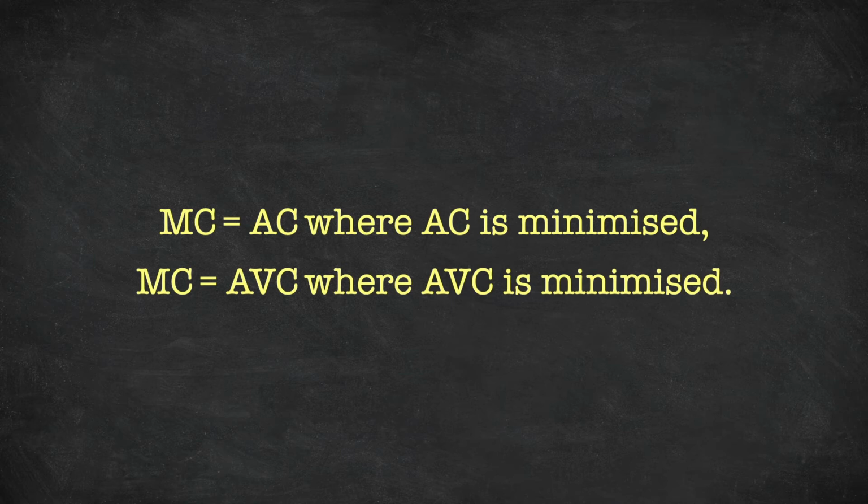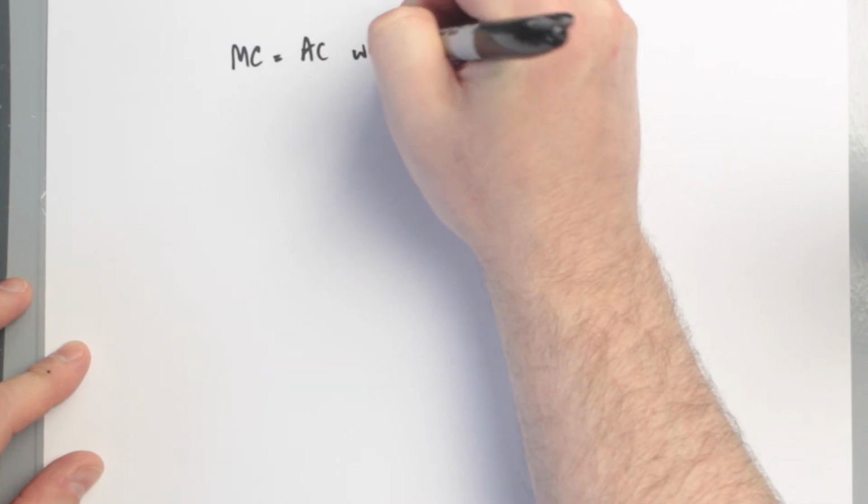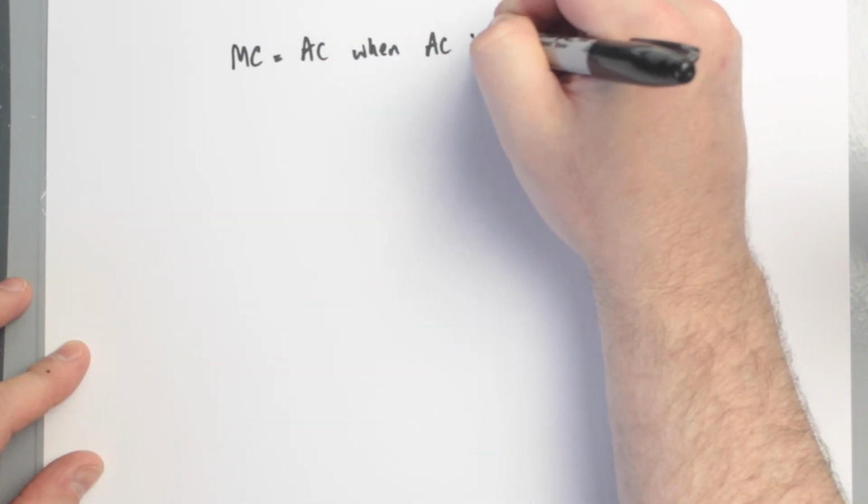So while we were drawing the diagram in the previous example, these diagrams of cost functions, we came across the property that marginal cost is equal to average cost where average cost is minimized. And a similar condition holds for average variable cost. Marginal cost and average variable cost are equal when average variable cost is minimized. So let's prove this formally now. So we're going to prove that marginal cost is equal to average cost when average cost is minimized.